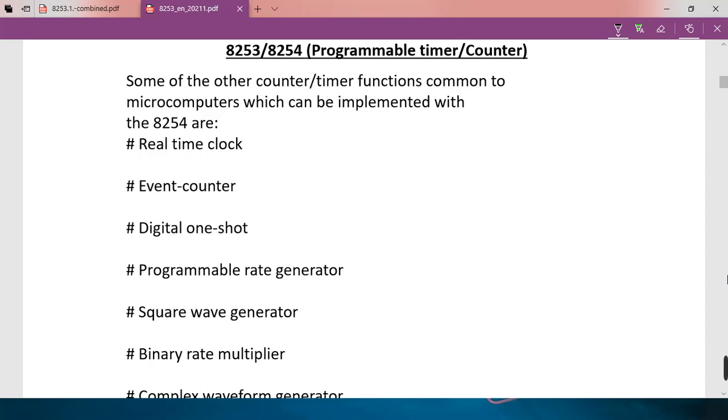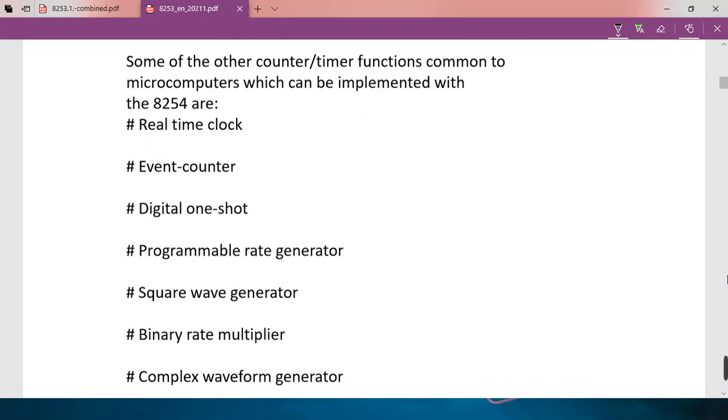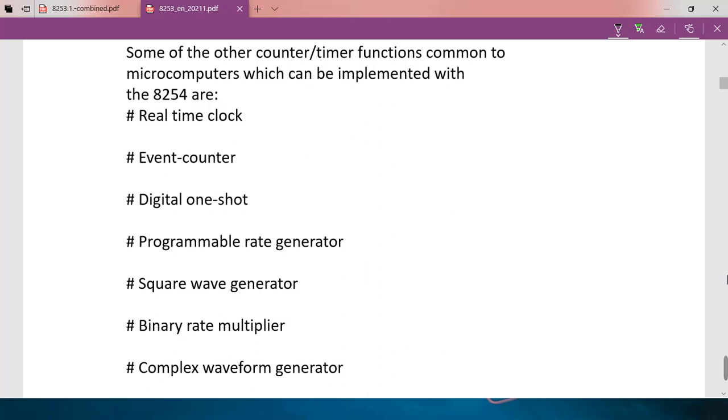Main functions that can be done with the 8253 or 8254 timer counter IC. First one is it can be used as a real-time clock, event counter, digital one shot, programmable rate generator, square wave generator, binary rate multiplier, and complex waveform generator.